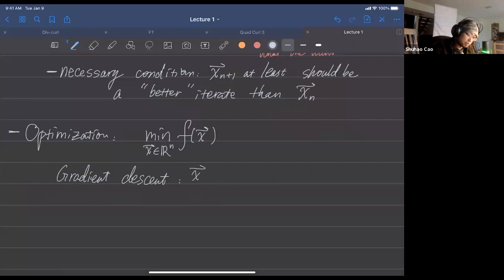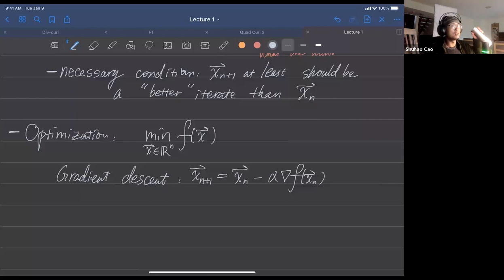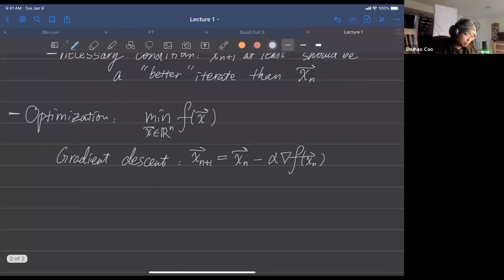I'll write down the simplest form: given the initial guess, we can iteratively obtain the next iterate. This is the simplest one, but we learned many variants of gradient descent last time. For example, steepest descent, where alpha changes every time, and conjugate gradient descent, where our search direction consists of many directions and we do a line search. The update is a function of x sub n, and we may also add that it is a function of its gradient.